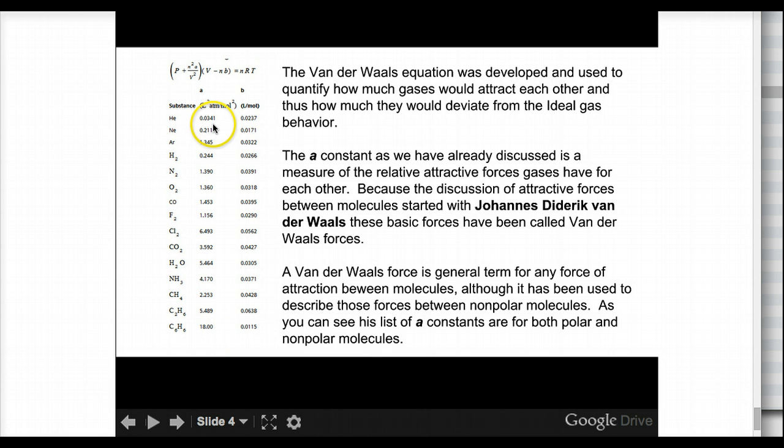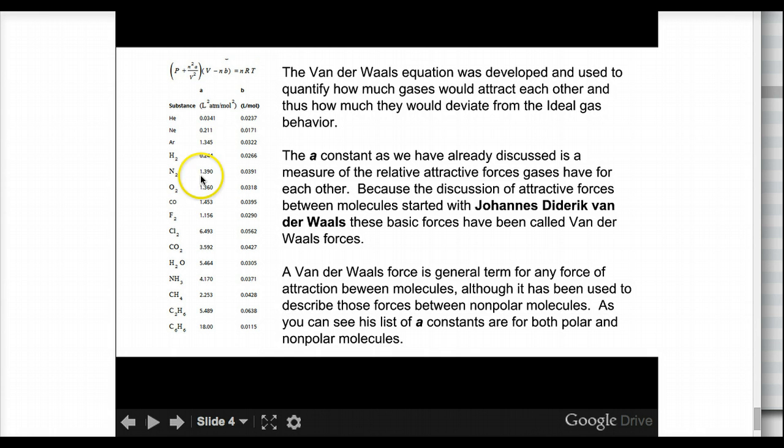Helium is 0.0341, neon is 0.2, argon, and you can see it goes up as the molecules get bigger. Notice if you have a polar molecule like water, it becomes 5.46. So he came up with these values that we're able to use, which is pretty impressive for the early 1800s. Again, he was the first to talk about these attractive forces. The term van der Waals force actually comes from all the forces of attraction that he identified. People have really used van der Waals to explain nonpolar forces, because a lot of these early gases were all nonpolar. So it's kind of stuck for a long period, and people tend to use the term van der Waals force.